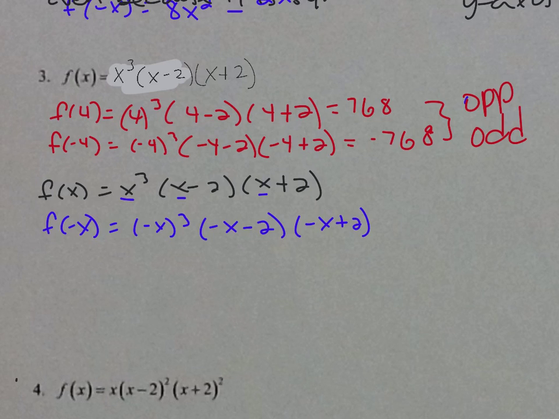Okay, so I get here f of negative x is equal to negative x to the third power is still negative x to the third. And then I have here times negative x minus 2, which is just negative x minus 2, and then negative x plus 2.